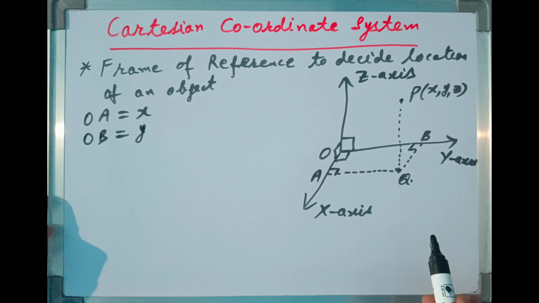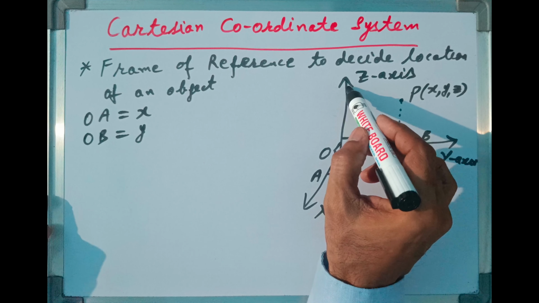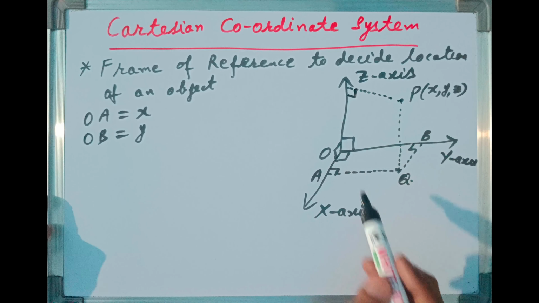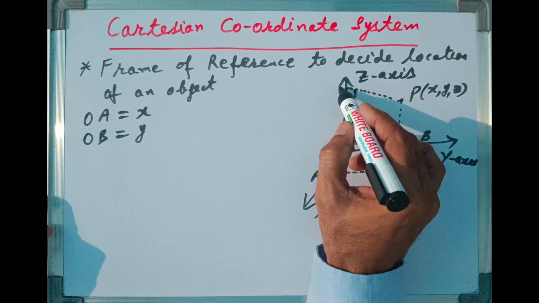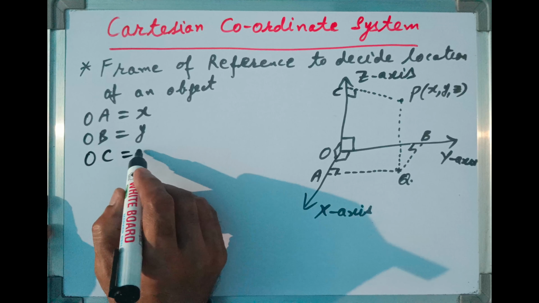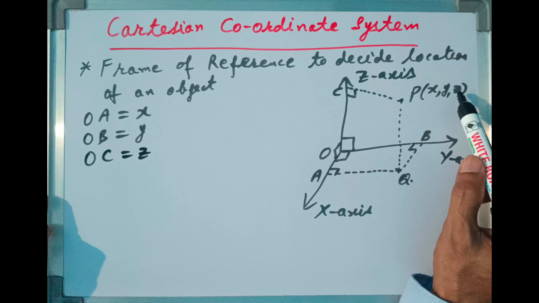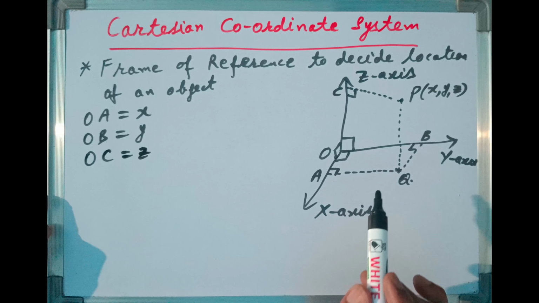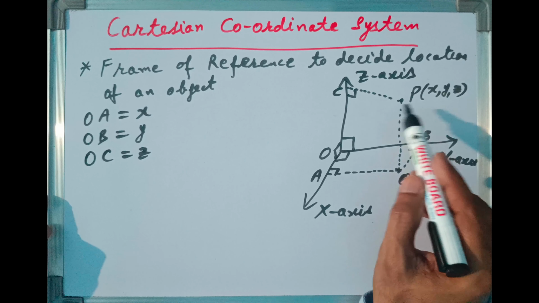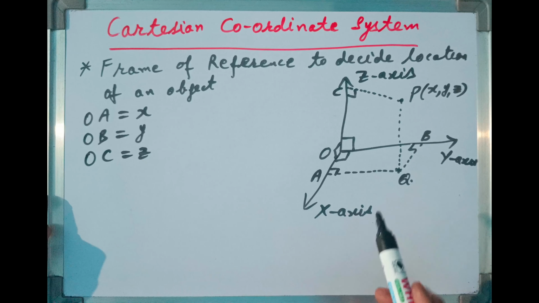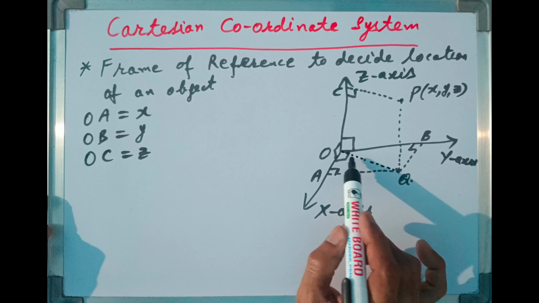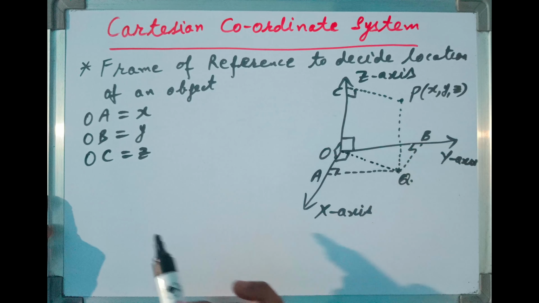Now how to find the z coordinate? For this purpose, I will draw a perpendicular directly from point P onto the z-axis. This perpendicular, suppose it falls on the z-axis at point C. So the distance from O to C is nothing but the third, z coordinate of point P. This is how we can define in this system the x, y, z, three coordinates of point P. When point P moves, all the three coordinates may change. If I join the origin to this foot of the perpendicular Q, this line will be parallel to this perpendicular PC.